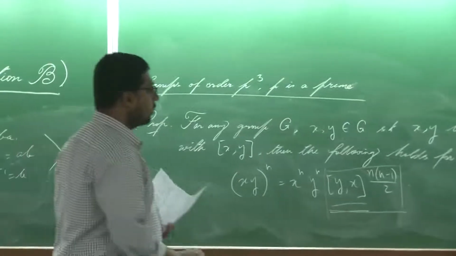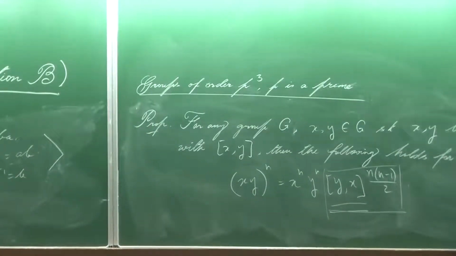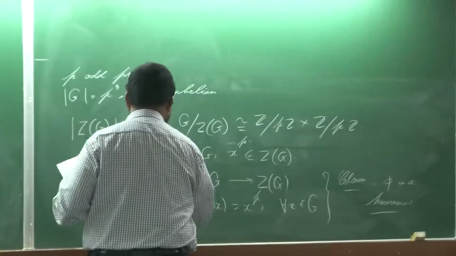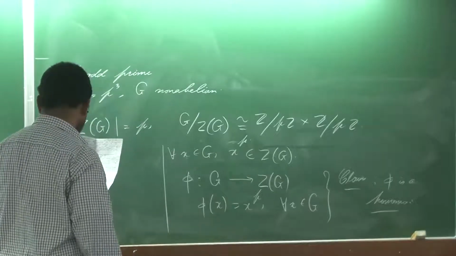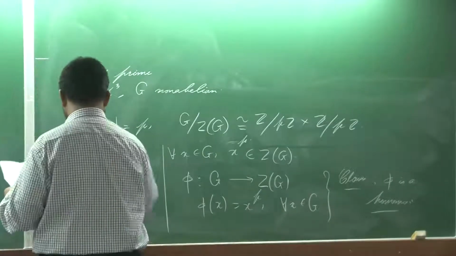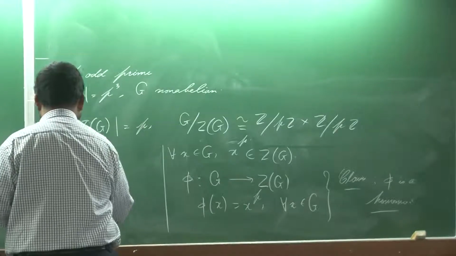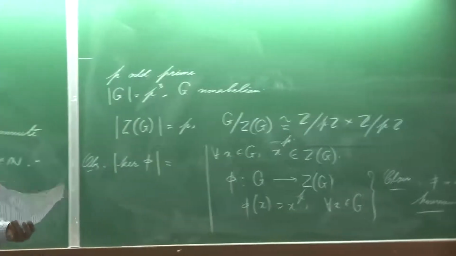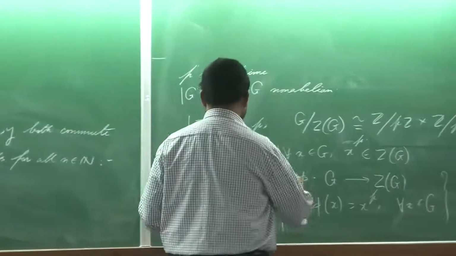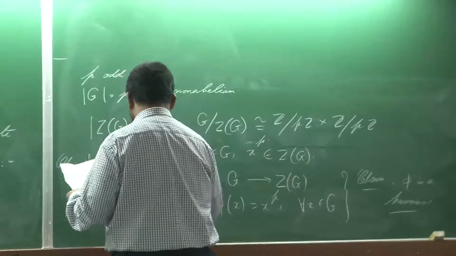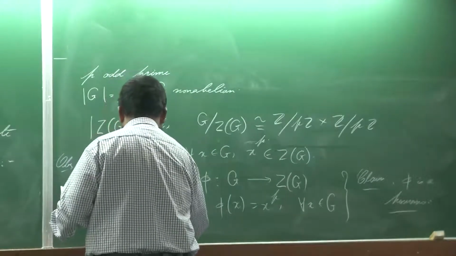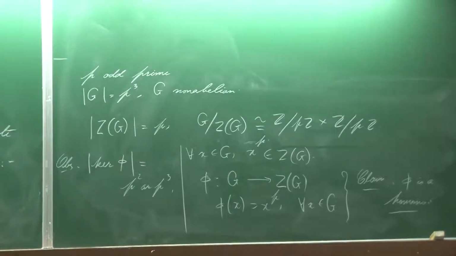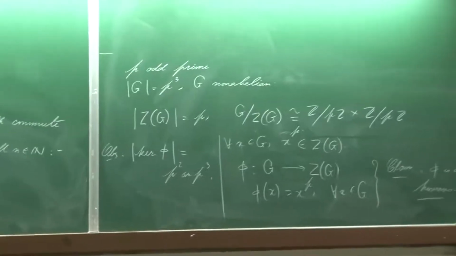Okay. So once the claim is established, now let us look at this phi only. The question is, what is going to be the kernel of phi? Observation. What is going to be the kernel of phi? The claim is that this has order either p square or p cube. One might wonder why this is so, then let us prove that.